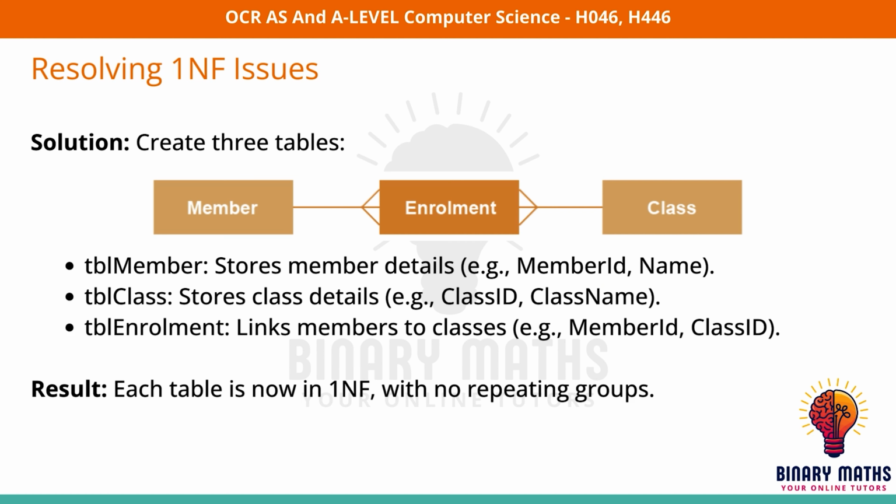To resolve the first normal form issue, we create 3 tables: a table for member, a table for class, and a table for enrollment. The member table stores member details like member ID and name. The class table stores class details like class ID and class name. The enrollment table links members to classes using member ID and class ID. This structure eliminates repeating groups and ensures each table is in first normal form.